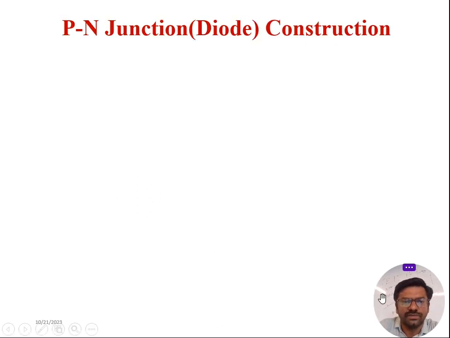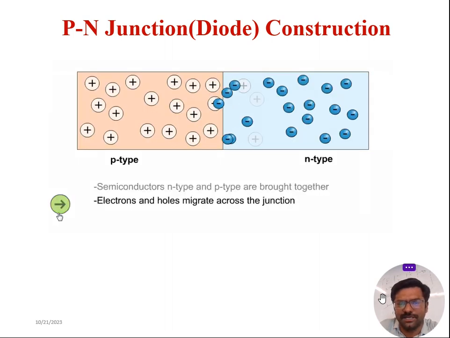Fine. Now we will move on to how a PN junction diode is constructed. As we have already seen, it has two terminals, the P terminal and the N terminal. Now we will take the two terminals along with the P type material and N type material. After we sandwich them, we get a PN junction diode.